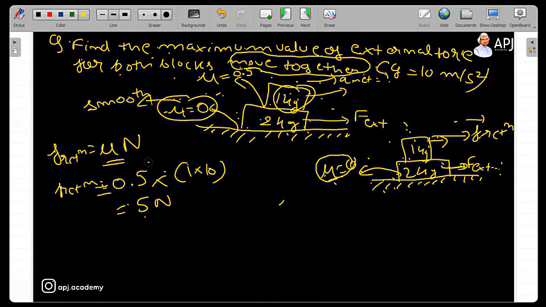How much acceleration can it produce? Frictional force is 5 Newton, and we know that the maximum value of friction force is 5 Newton. So how much acceleration will a 5 Newton friction force produce in the 1 kg block? How simple it is to tell. The acceleration of the 1 kg block is only because of frictional force. Frictional force is 5 Newton, so acceleration will be nothing but 5 upon 1, which is 5 meter per second square.